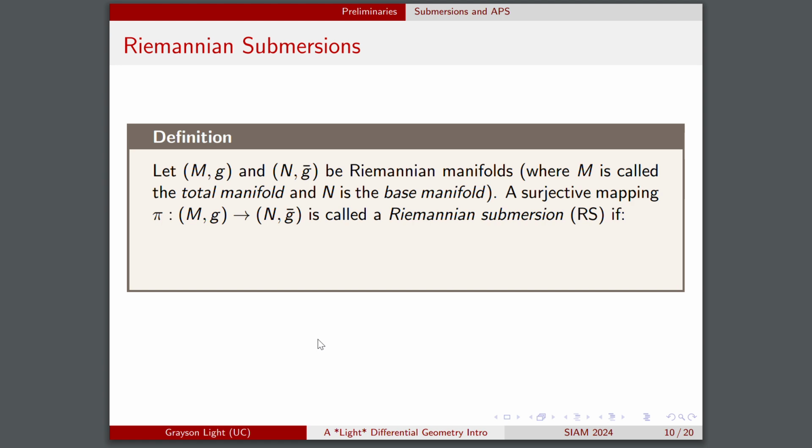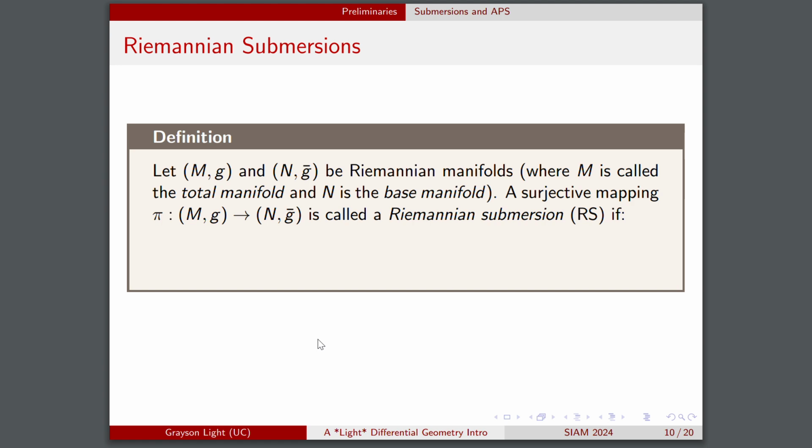We need Riemannian submersions. Riemannian submersions are these mappings between Riemannian manifolds. For us, we're always going to call the manifold that it maps from M, and the manifold that pi maps into, N. Okay? Now, pi, being a Riemannian submersion, has three very nice properties.